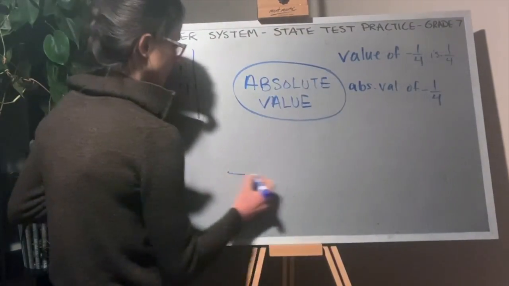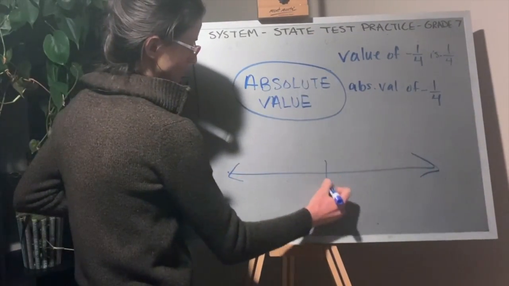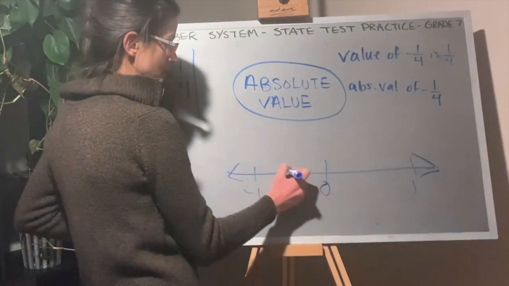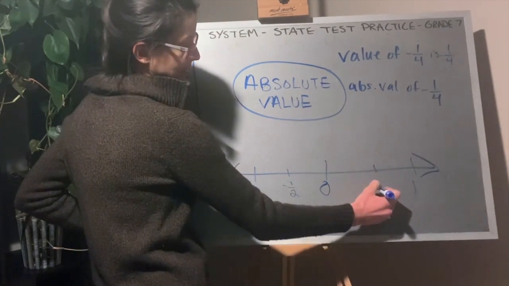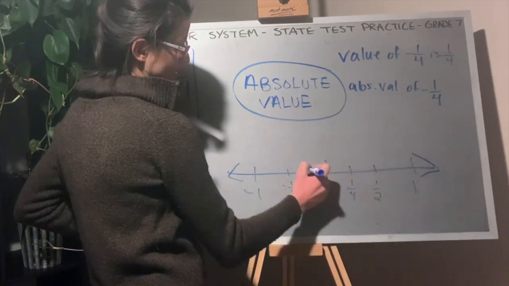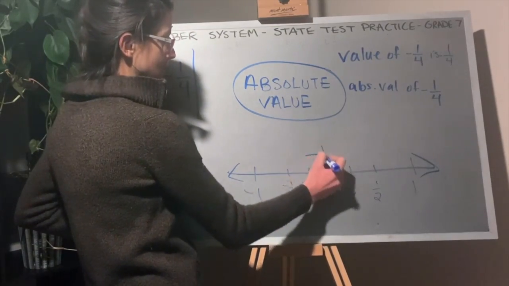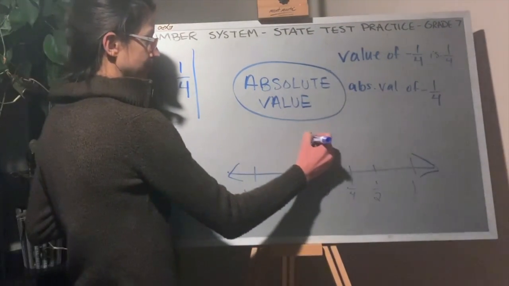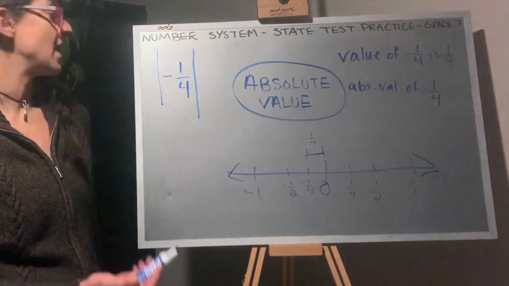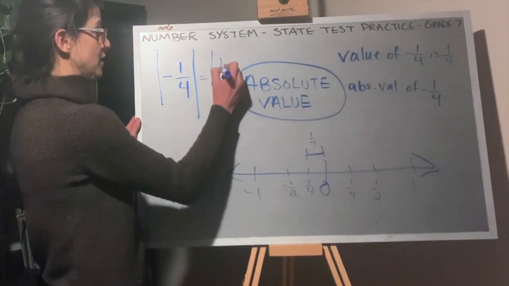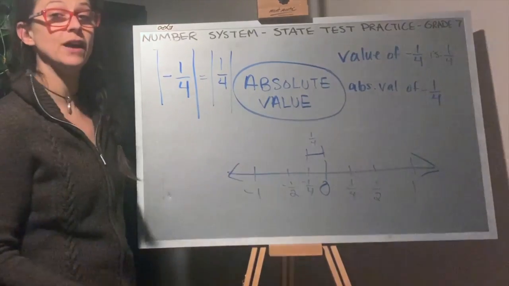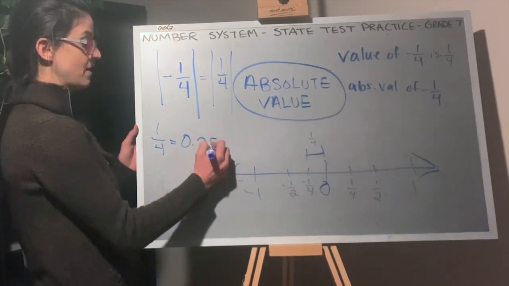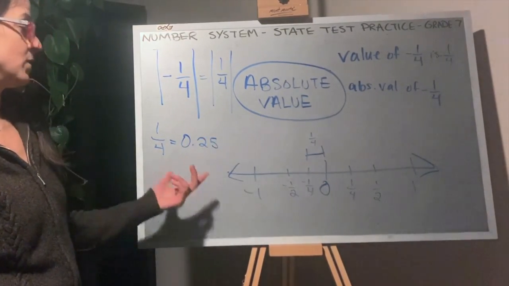So if here's 0, here's negative 1, here's positive 1. This is negative 1/2, positive 1/2, positive 1/4, negative 1/4. Negative 1/4 is 1/4 away from 0. Negative 1/4 and positive 1/4 have the same absolute value. Their absolute value is 1/4. 1/4 can be rewritten as a decimal as 25 hundredths, and it's 25% of 1.